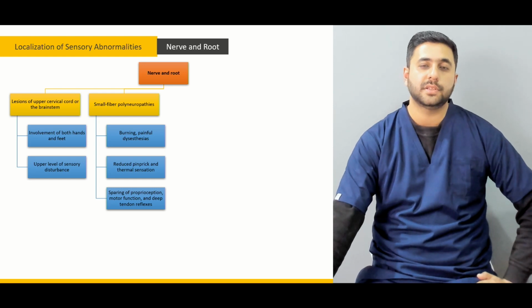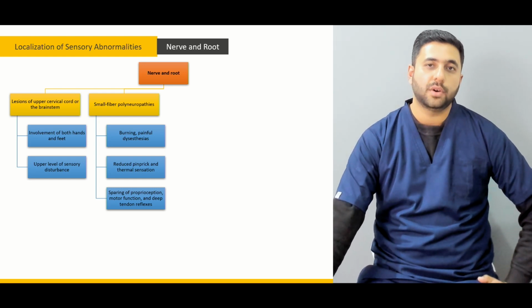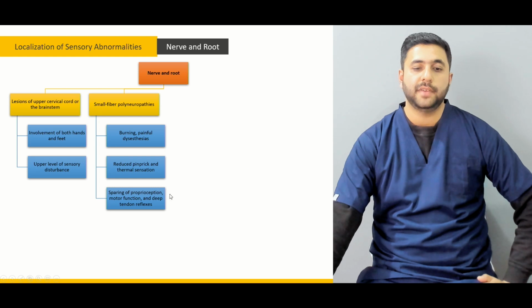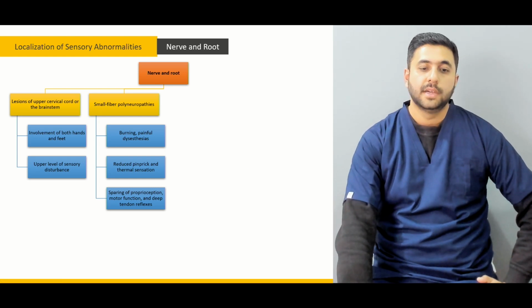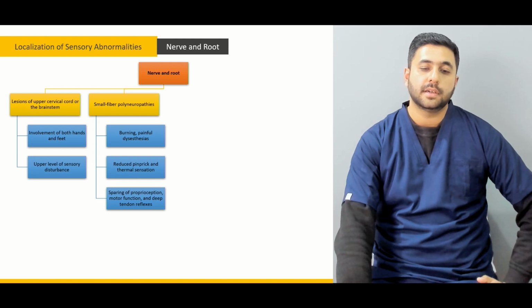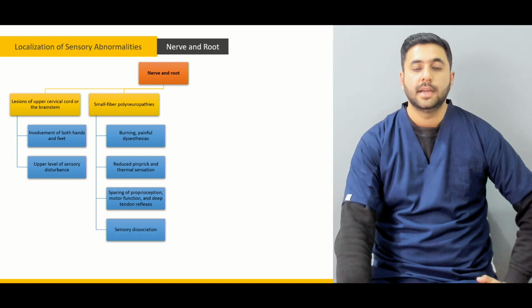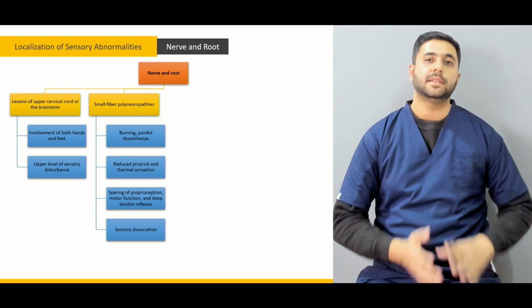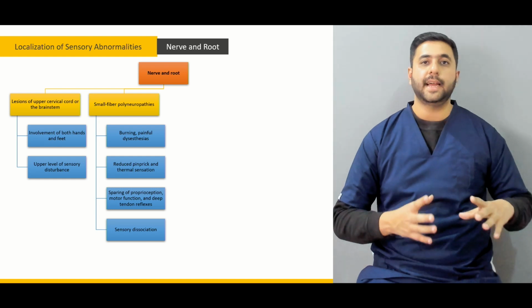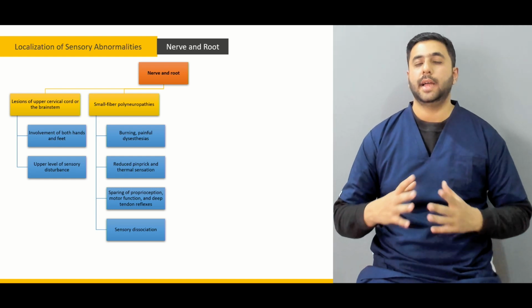The proprioception, motor functions, and the DTRs or the deep tendon reflexes will be spared, because the proprioception and the joint sensations are majorly carried in the dorsal column medial lemniscus pathway, and these are carried by the large nerves, not the smaller nerves. So there will be sparing of these pathways, and there is alteration of the pain, prick, and temperature sensations. This differentiation or dissociation of the sensory pathway is termed sensory dissociation, in which certain sensations are intact and certain sensations are lost or abnormal.